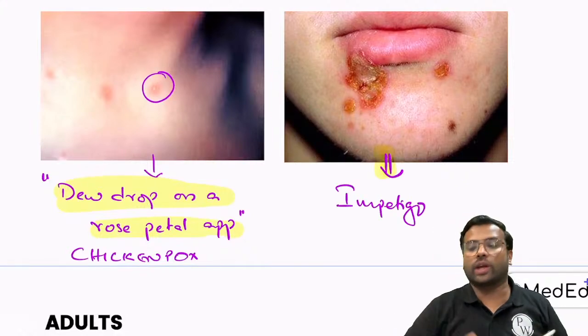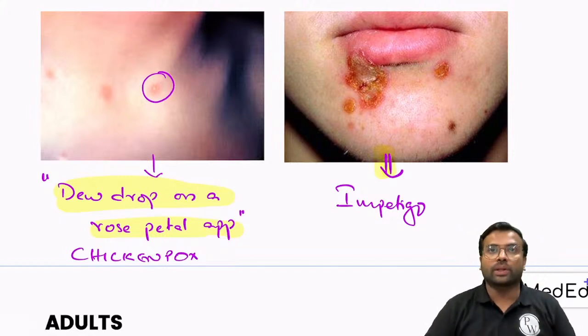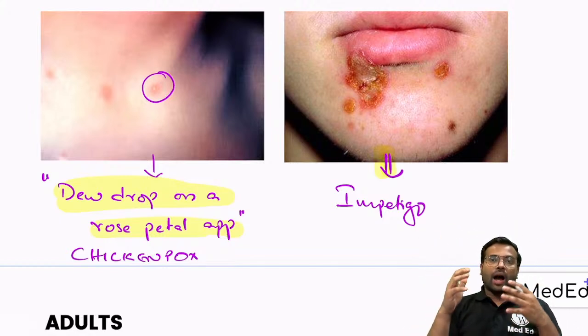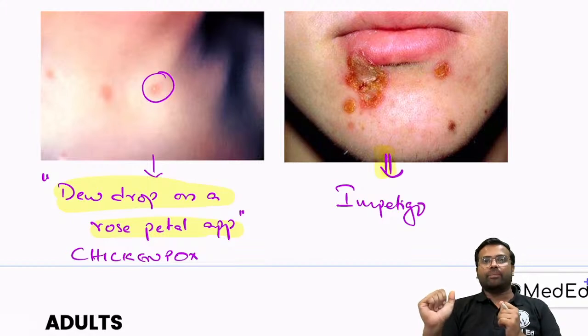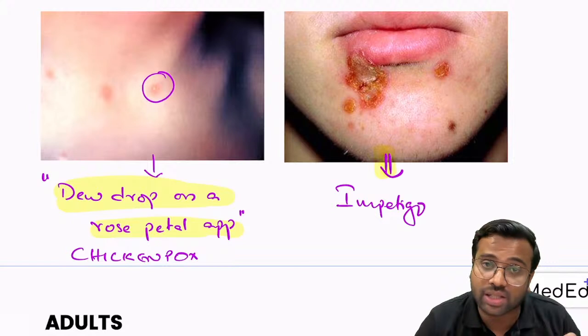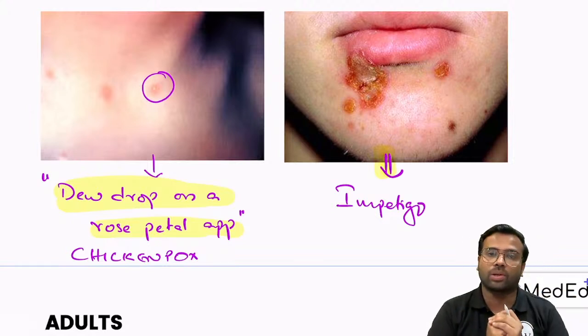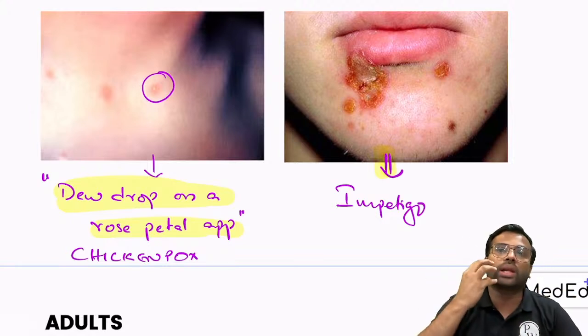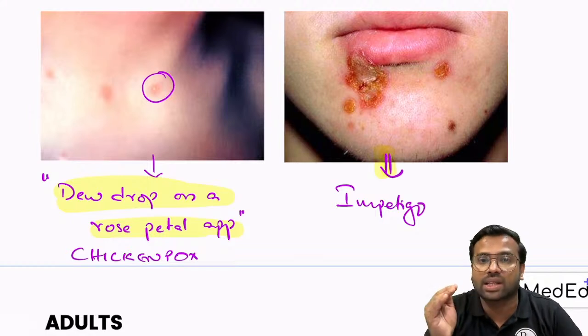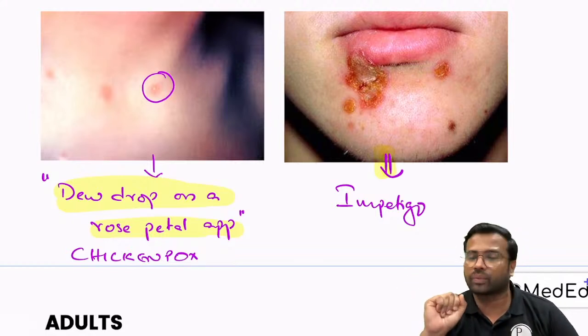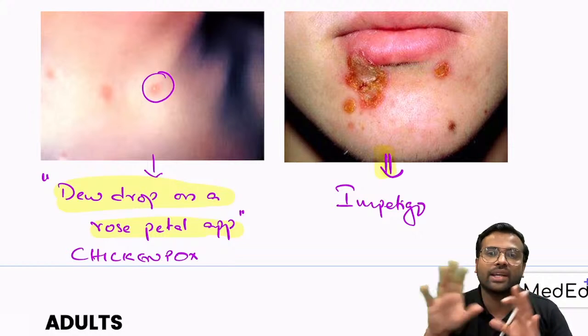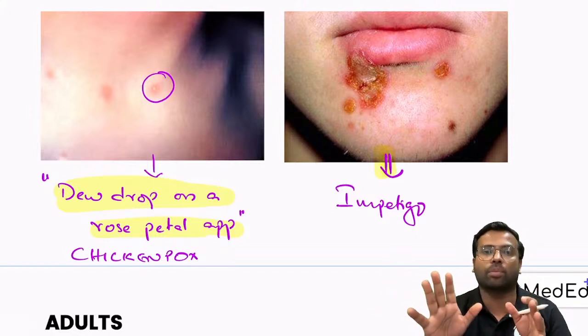So are you able to visualize, or are you able to imagine? I'm getting a child in my OPD, and when the child has a generalized rash, I'm thinking about chickenpox. Whereas when I'm seeing a bullous lesion which is having some crusting, what do you mean by crusting? Crusting means any exudate which may get dried up over the skin.